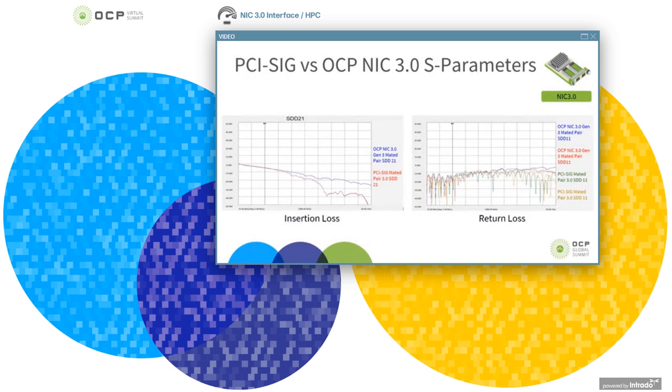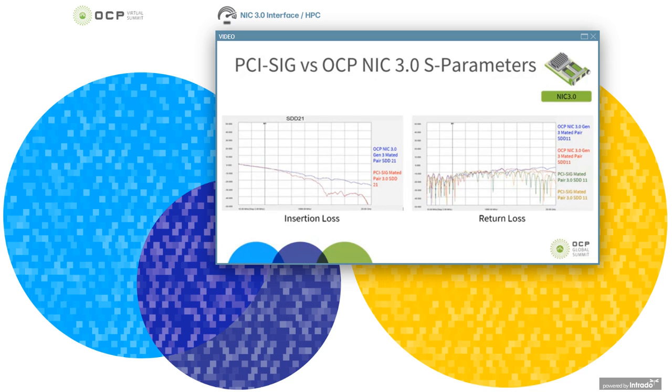Now I'd like to talk about the S parameters and loss values for the PCI SIG CBB and CLB versus the OCP NIC 3.0 CBB and CLB that we use in our testing. For the insertion loss, you can see that both mated pair boards are very similar up until around 2.5 GHz, or the speed of Gen 1 PCIe. Past that, the OCP NIC mated pair has better insertion loss than the PCI SIG mated pair. This means that the OCP NIC mated pair will not introduce any extra insertion loss that is not already deemed acceptable by the PCI SIG boards.